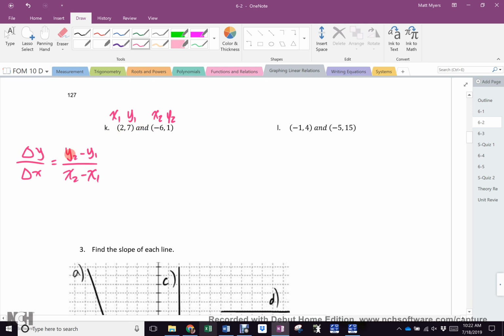y2. What number is y2? 1. Minus, what number is y1? 7. Over, what number is x2? Negative 6. Minus, what number is x1? 2. 1 minus 7, negative 6. Negative 6 minus 2, negative 8. What's my slope? Positive 3/4. Because Mrs. Bad Crumble would never let us leave that fraction. Right? Thank you, Mrs. Bad Crumble.